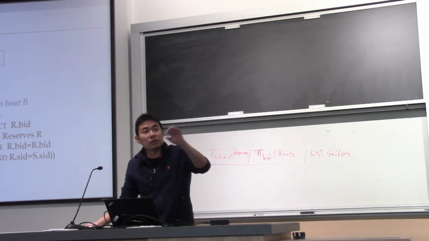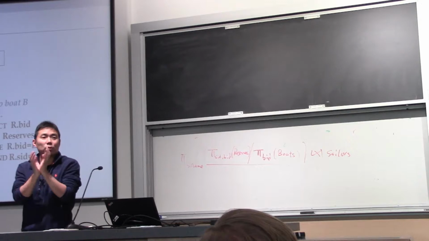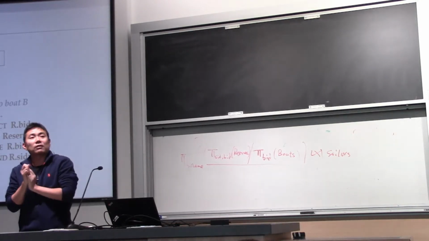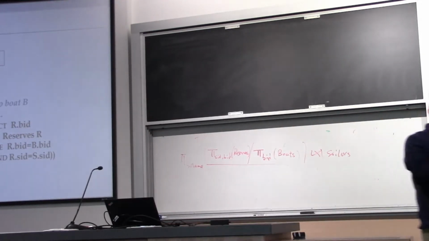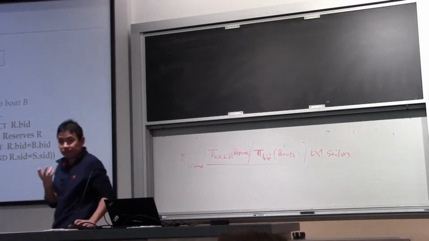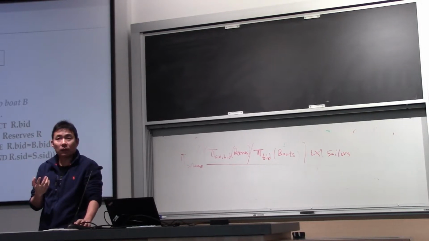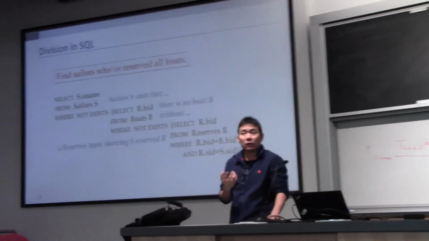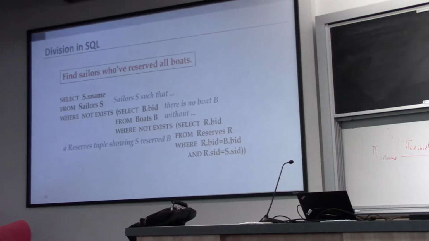Now, how do we do this in SQL? Unfortunately, there's no such operator called division in SQL. So you have to express division using the features of SQL we have talked about so far. Here's how we do it. We use something called double negation. Double negation means, compare the following two statements.